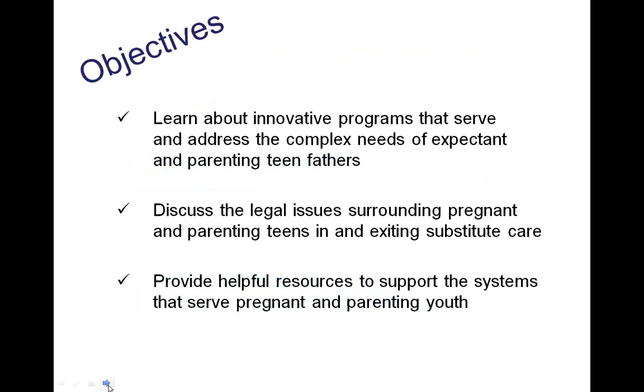Just to share the objectives for our presentation, we're going to continue our effort to share information about innovative programs that serve the needs of teens, but especially focusing on teen fathers. Discuss legal issues surrounding pregnant and parenting teens, both male and female, and provide you with some helpful resources to support your work with pregnant and parenting youth.